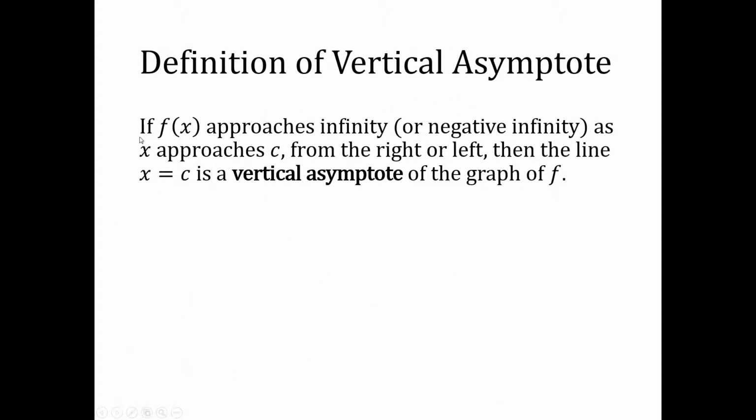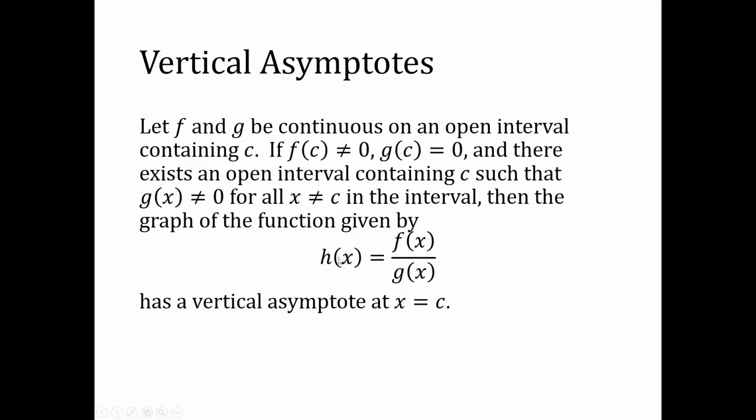Vertical asymptotes. If f of x approaches infinity or negative infinity as x approaches c from the right or the left, then the line x equals c is a vertical asymptote of the graph of f. Let's give that.